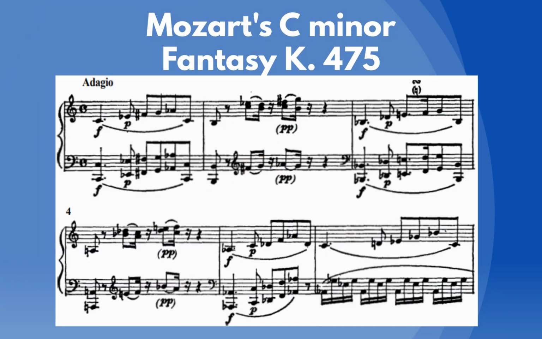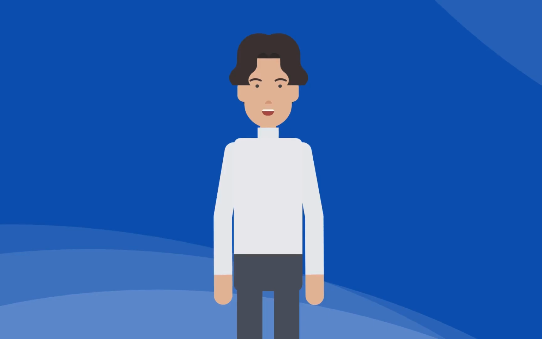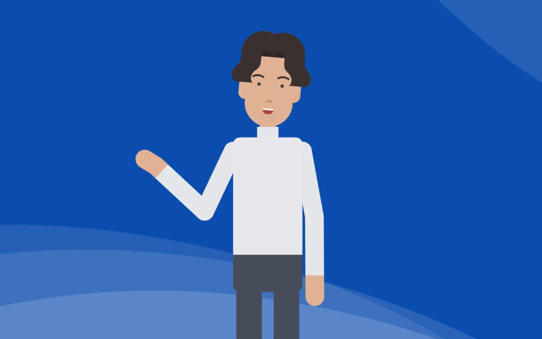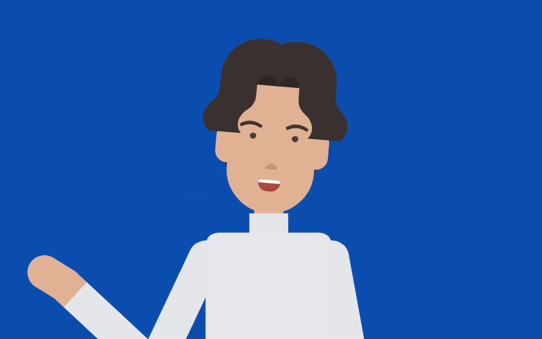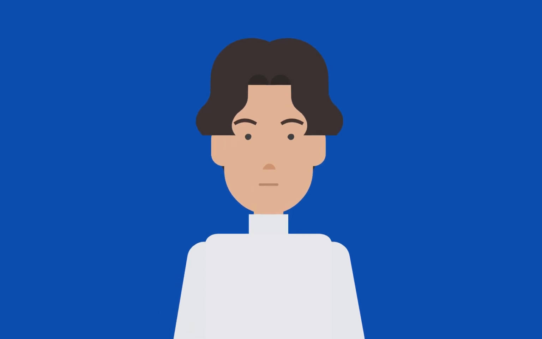Mozart's C minor Fantasy K. 475. In the 18th century, the symmetry of sonata form was a free response to symmetrically ordered material. It could take many forms, some of them surprisingly complex.